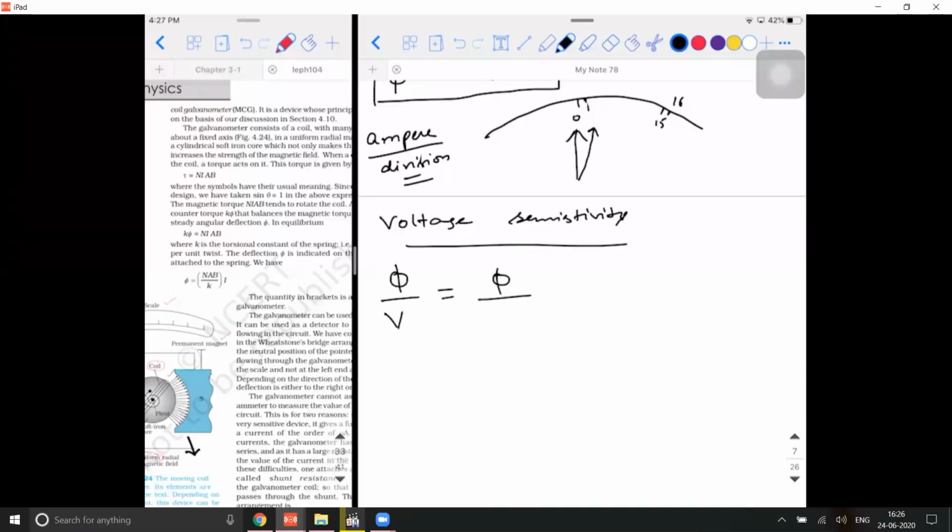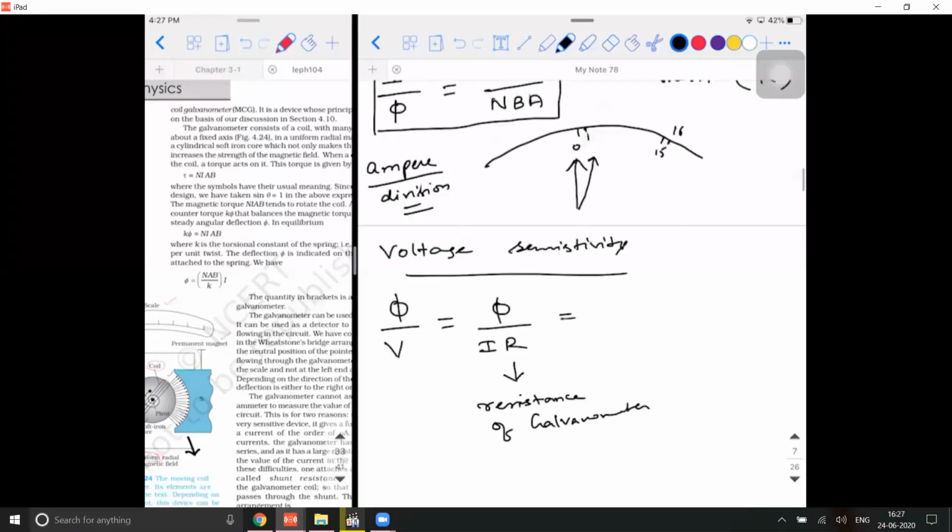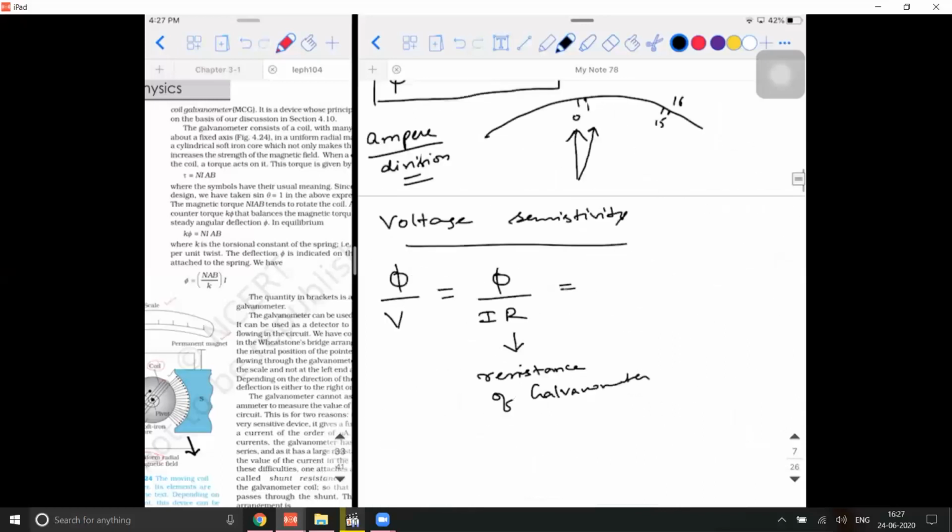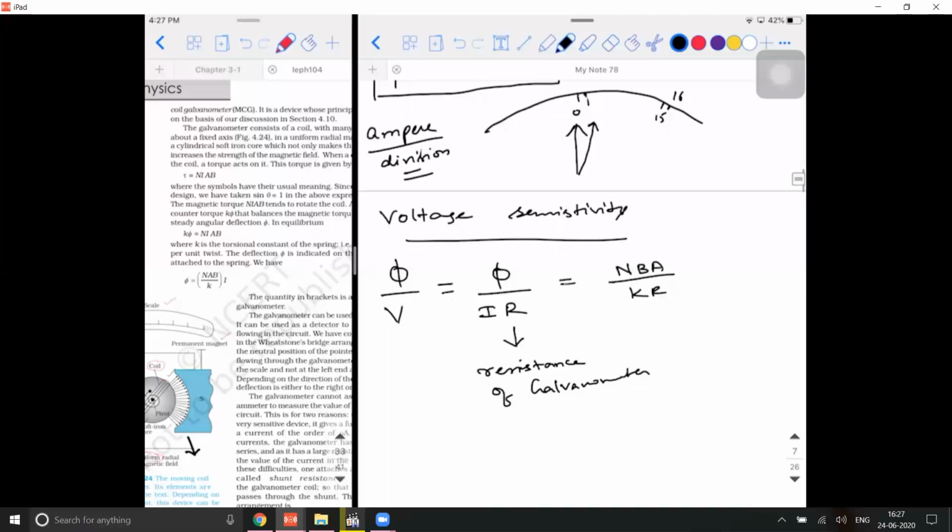So this is phi divided by V, which is nothing but I into R, where R is the resistance of the galvanometer. This is equal to, where is phi by I? It is NBA divided by K. So it will be NBA divided by K into R. That is the only difference. Is it clear? So this is phi by V, which we call voltage sensitivity. There is no symbol for it. You can just write it down. The unit will be divisions per volt.